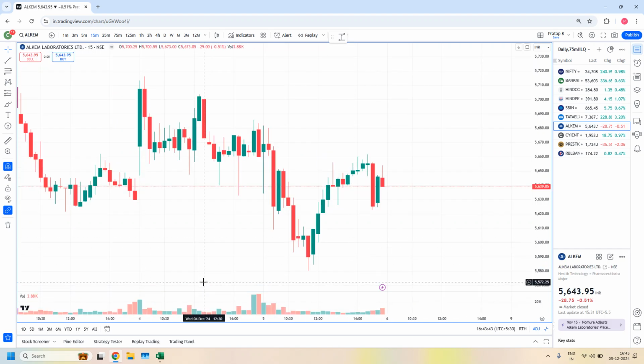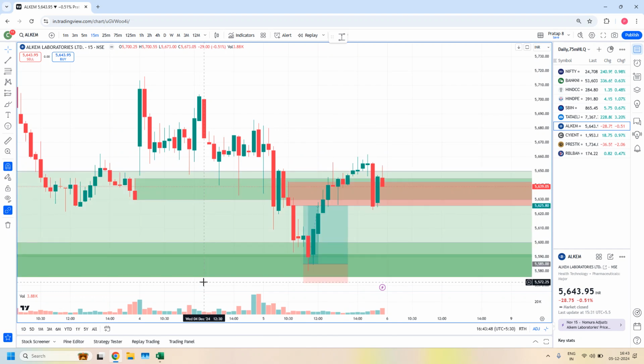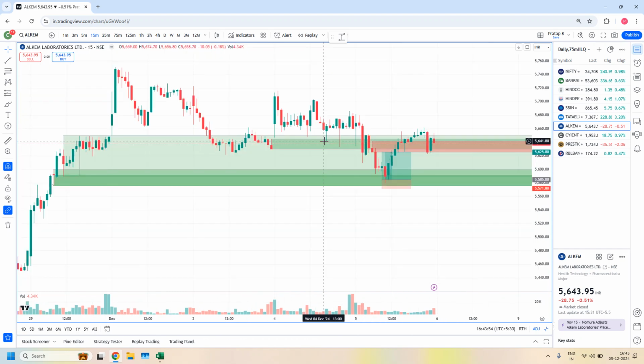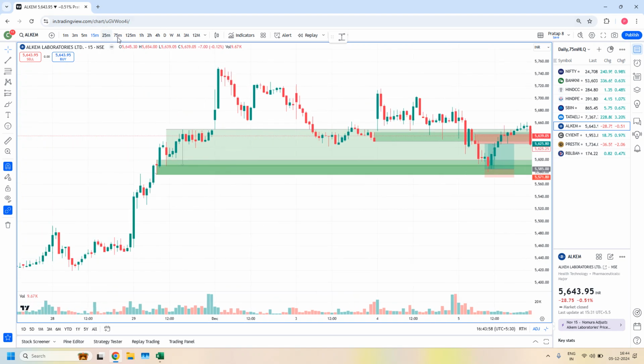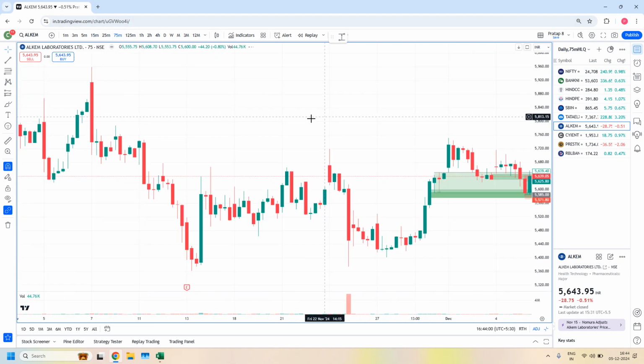Alkem Laboratories is recently added in the 45 stocks added into the F&O, right? In that list, Alkem is there. And this is also a 75 minutes high liquidity demand zone. Going to the 75 minutes time frame.